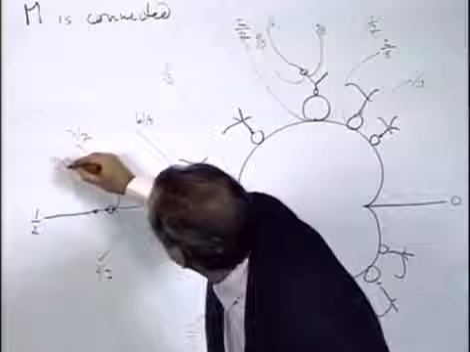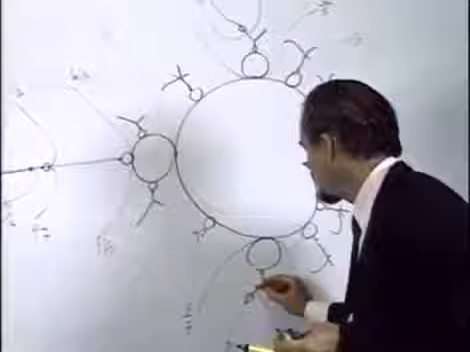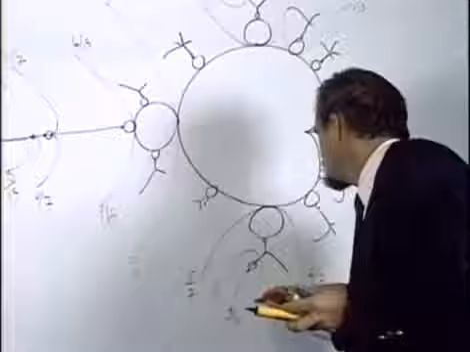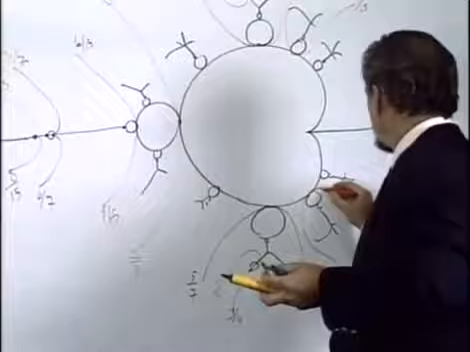Here is 8/15. 9/15. 10/15 is 2/3, we've already got it. 11/15. 12/15. 13/15. And 14/15. And that does it for the 15ths.